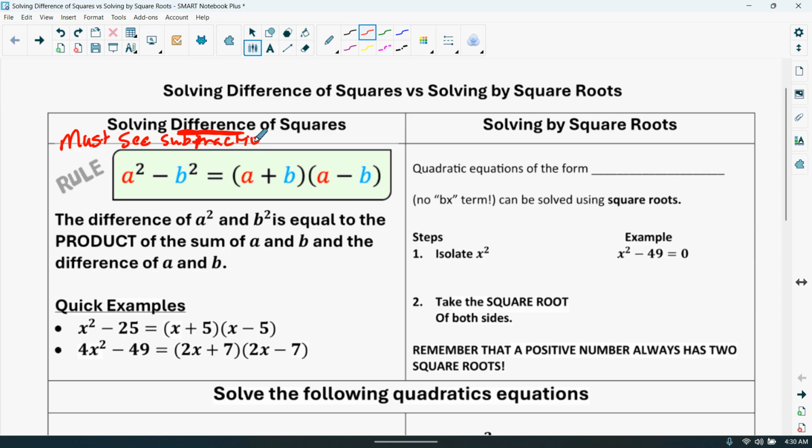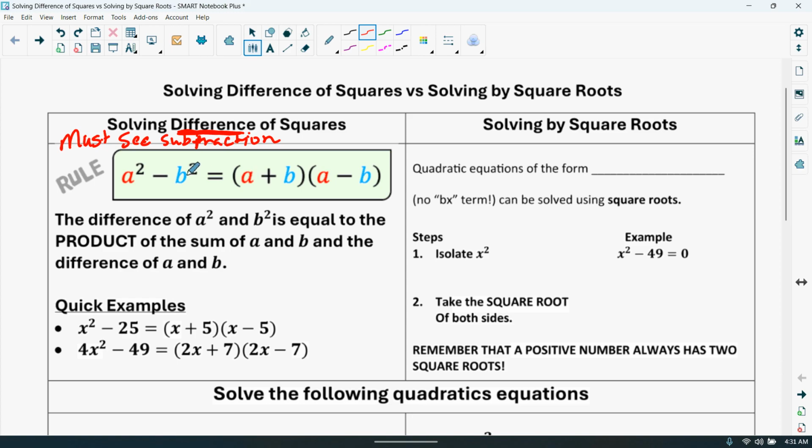And that subtraction needs to be between the two terms. For it to be the difference of squares, we're only going to have two terms. One is going to be a variable, one might be a number or a combination, but there's only two, and we have to see subtraction. And then if this happens, then we end up taking the square root of each term, and I'll talk about what that means.